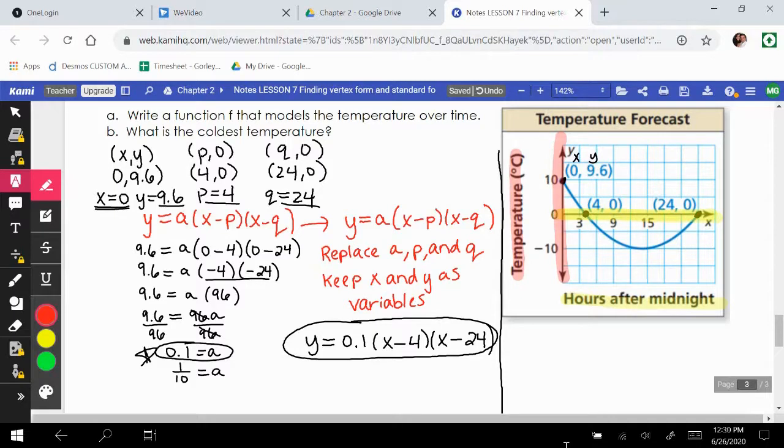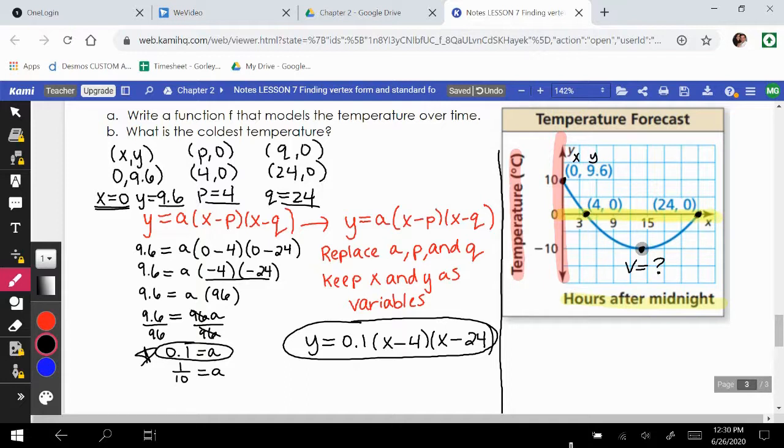So where on our graph do we see the lowest y value? Well, it's down here somewhere, right? It's going to be at the vertex. That is what represents the lowest point on the graph. And right now, I don't know what the vertex is. How could I find the x value of the vertex if I'm given both of these x-intercepts at 4 and 24?